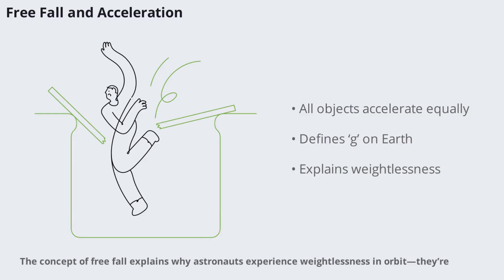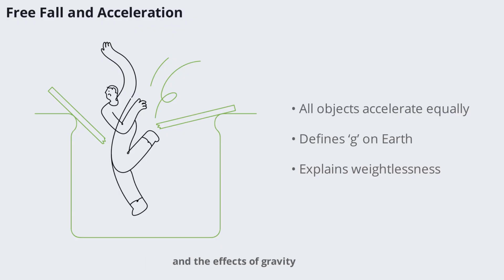The concept of free fall explains why astronauts experience weightlessness in orbit. They're constantly falling toward Earth, but moving forward fast enough to stay in orbit. Free fall is a key idea in physics, helping us understand motion, energy, and the effects of gravity.